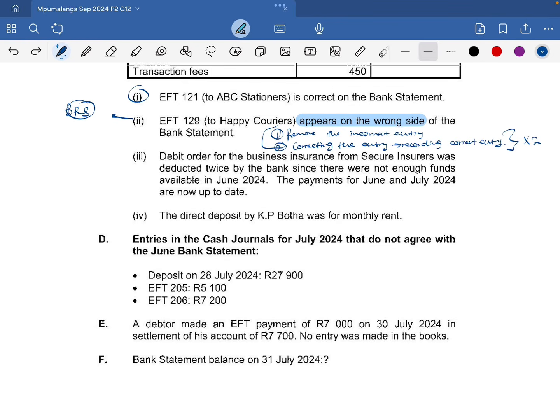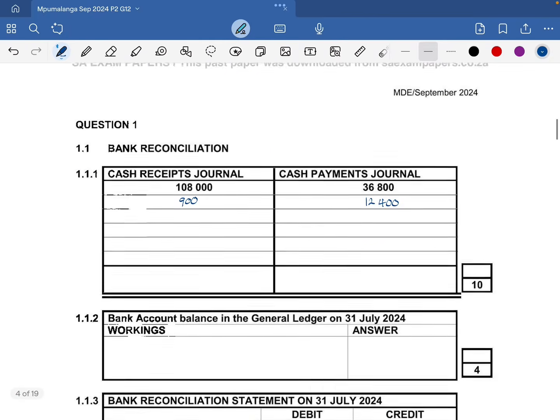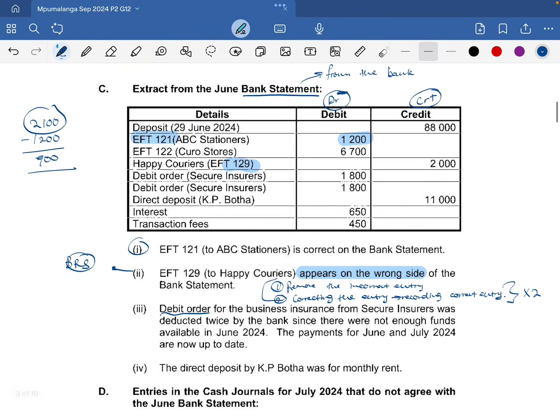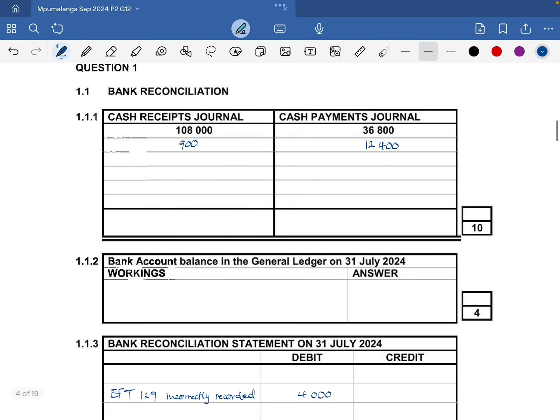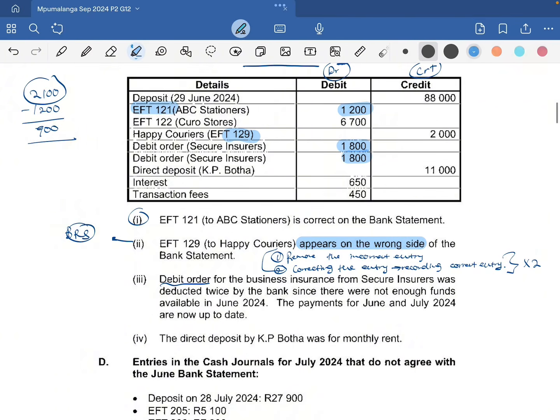Now what's happening here is that we are then going to record this into our CPJ because it's only on our bank statement, as it was a debit order. So debit orders don't necessarily appear on our bank or our cash payments journal. So we know that we have paid 1,800 twice, and then we're going to simply add those two and get 3,600, right? And then we can also see that we had interest and transaction fees.